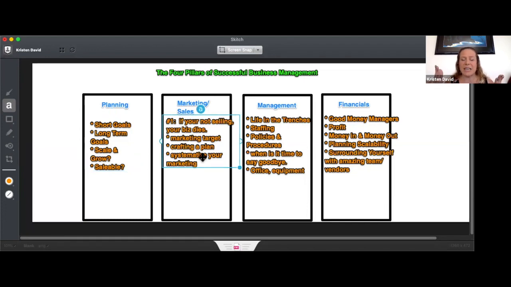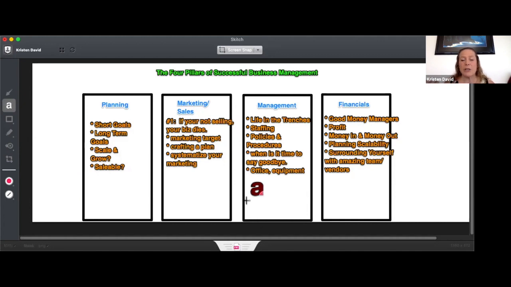Next, the second pillar of growth is marketing and sales. Number one rule, if your business is not selling, your business is dying, unfortunately. So you've got to target that marketing. You've got to create a plan that you're going to execute on. And then you want to systematize your business and your marketing so it's running without you and it's bringing in more clients, customers, patients, people that you work with.